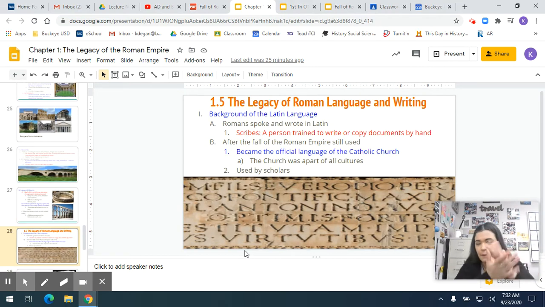Okay, new one. Again, skip a line, 1.5, the legacy of Roman language and writing. So a lot of what we do has Latin roots, which is what they spoke in Rome. That was the language of the time, and they wrote and spoke in Latin. You know what a scribe is because we talked about scribes all the time in 6th grade. A scribe is a person who is trained to write or copy documents by hand. The first time we see this is with cuneiform in Egypt.